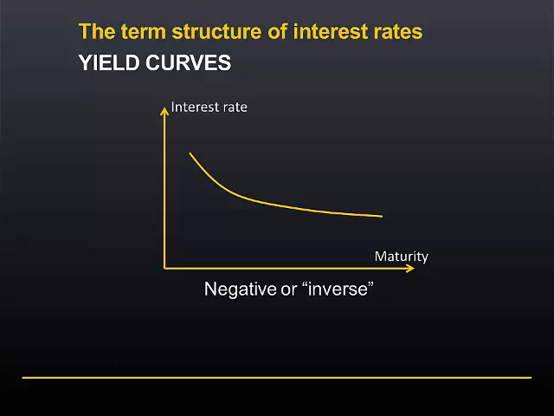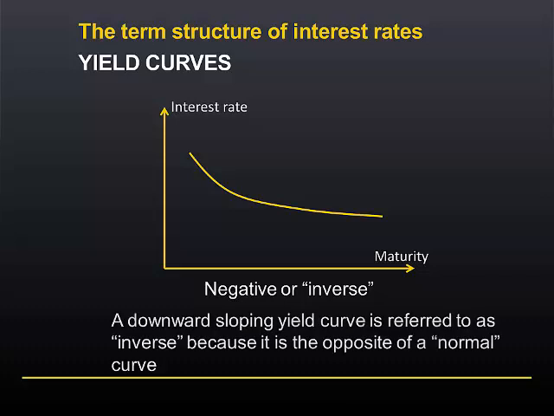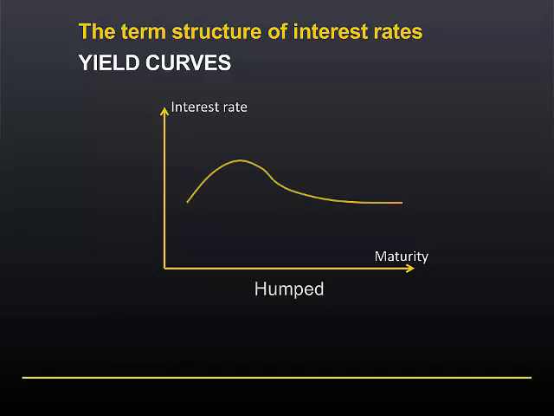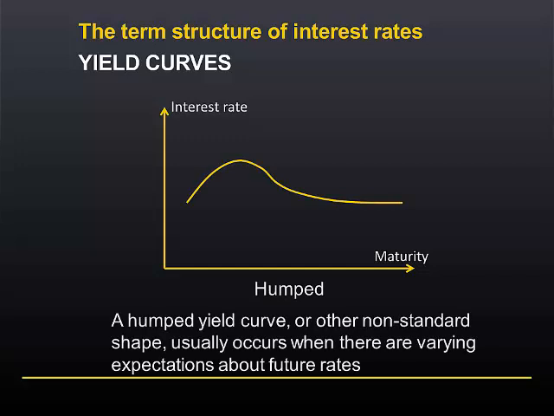Long-term interest rates are lower than short-term interest rates, and this is referred to as negative because it's downward sloping, or inverse because it's the opposite of a normal yield curve. Various other shapes are possible. There could be various humps or twists. Generally that's because interest rates are changing, or expectations about interest rates are changing.